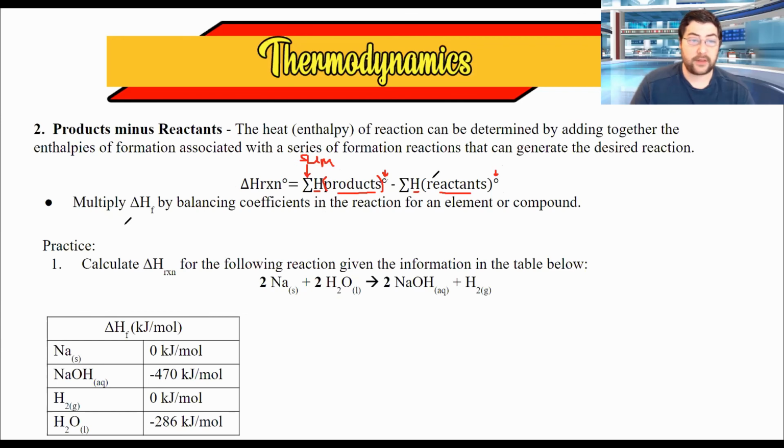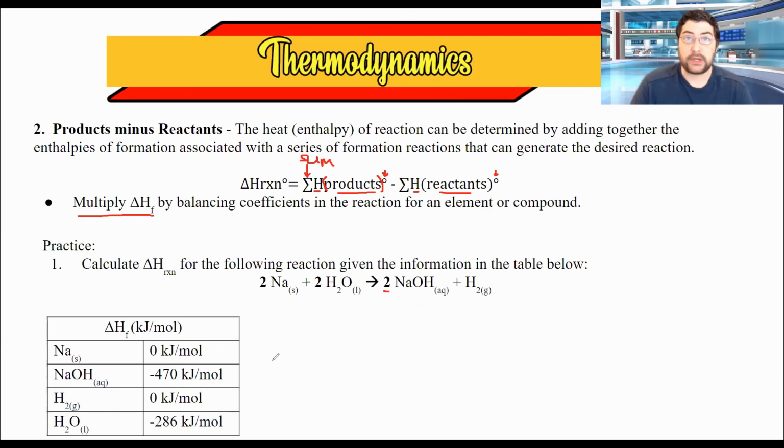You've got your formula there, and then it says multiply delta heat of formation by balancing coefficients in the reaction for an element or compound. This is the same thing that we've been doing. If you have to multiply your reaction through by 2 because of a balancing coefficient, then you need to multiply the energy by 2 because they're proportional to each other. So we've already talked about that.